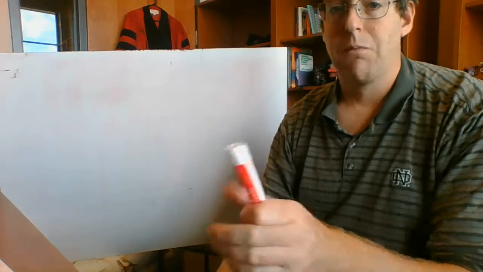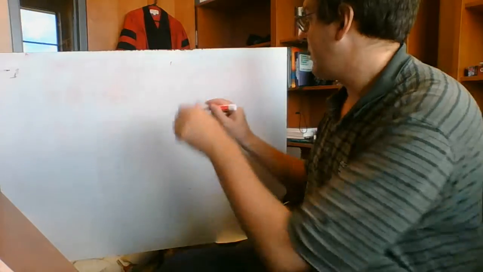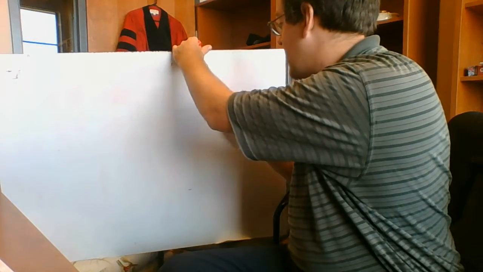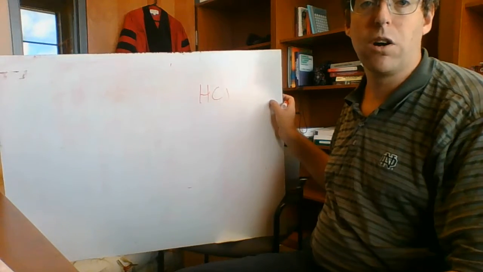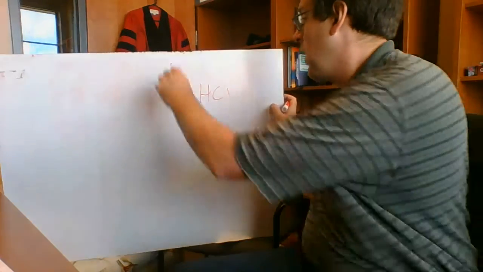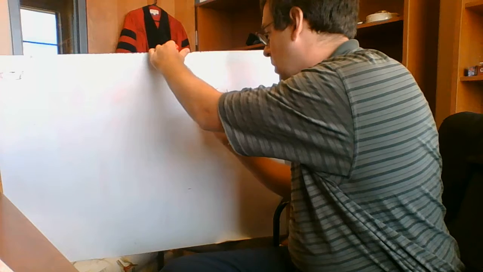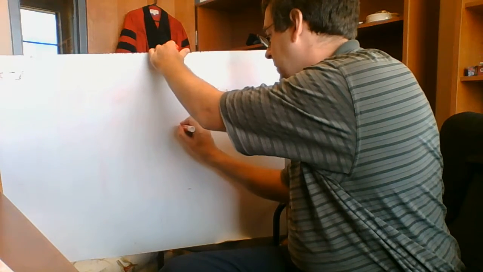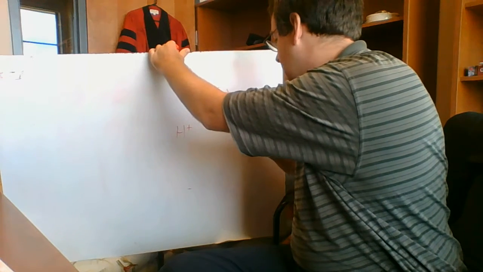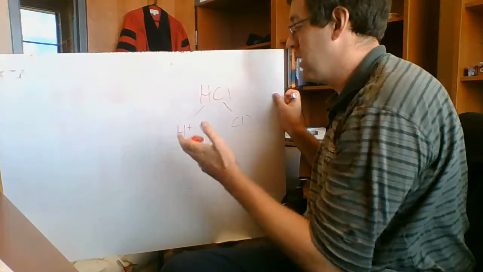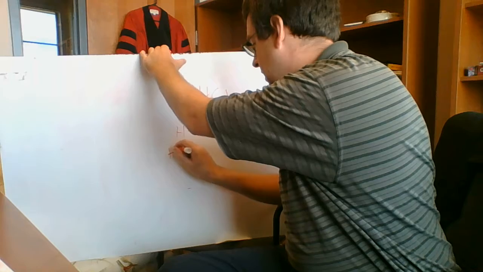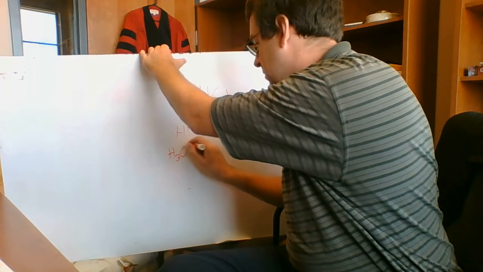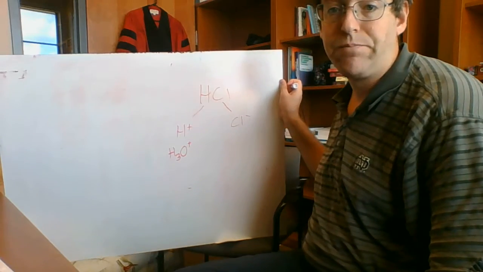So I'm going to give you one of them real quick. HCl, hydrochloric acid. When we put hydrochloric acid into water, it's going to react with the water, and it will initially dissociate into H plus and Cl minus, and H plus in the presence of water is going to form hydronium ion.